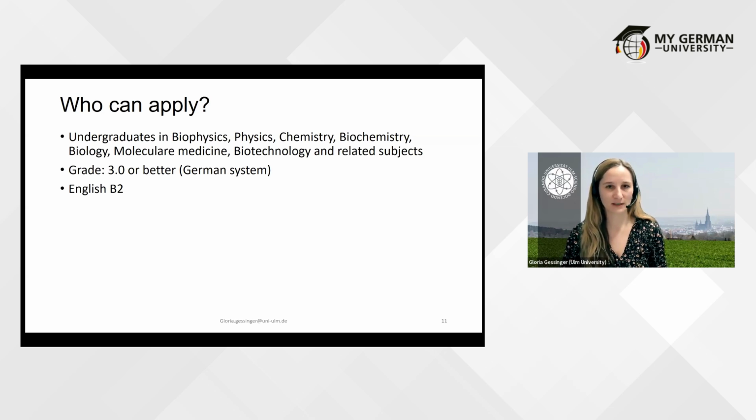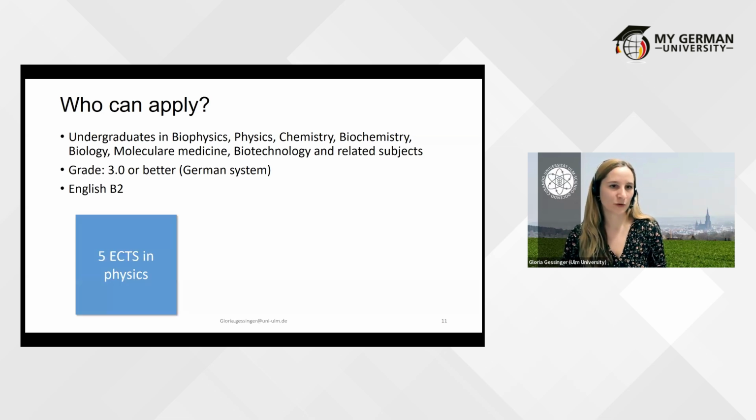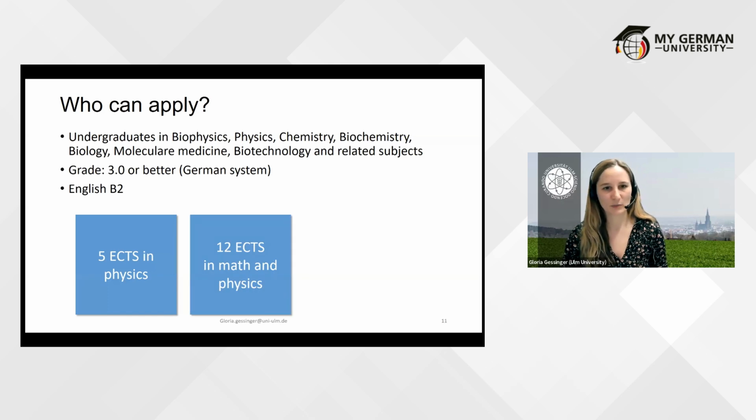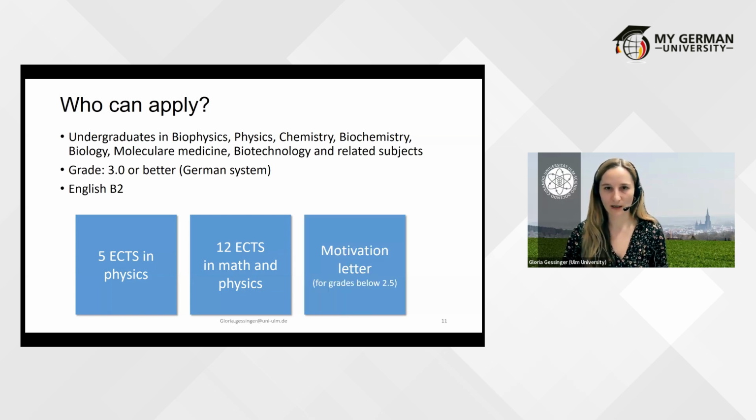And if you have fulfilled these criteria, then you can have a closer look. We expect you to have had 5 European credit points in physics. And when you count your credit points from math and physics together, we expect you to have 12 European credit points in those two. If your grade is below a 2.5, we also would like to know a bit more about your motivation. So then you also need to hand in a motivation letter.